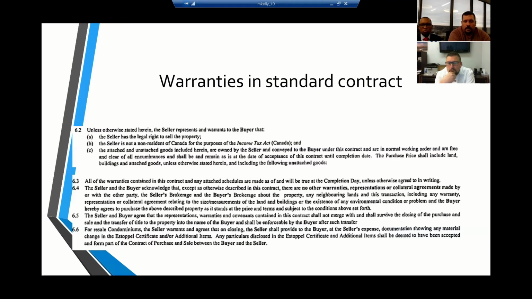And again, another warranty about the closing is around the estoppel certificate. This is something under 6.6 that you don't see consistently, but with resale condos, you warrant and agree that on closing the seller will provide to the buyer, at the seller's expense, documentation showing any material change in the estoppel certificate or additional items. I think people are relatively good about providing any information if there's been a major change, but just so you note, there is a warranty included in your agreement that says you have to do that, and you have to do it at the seller's expense.